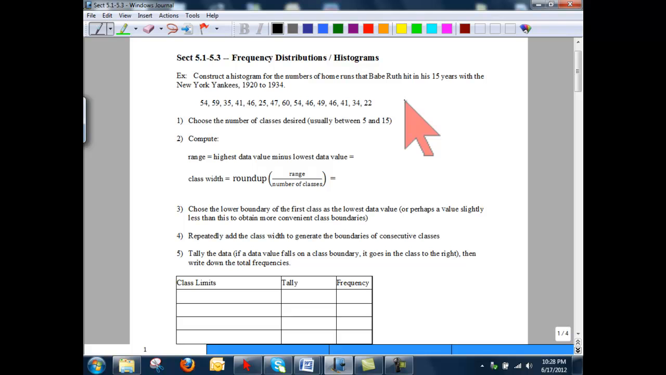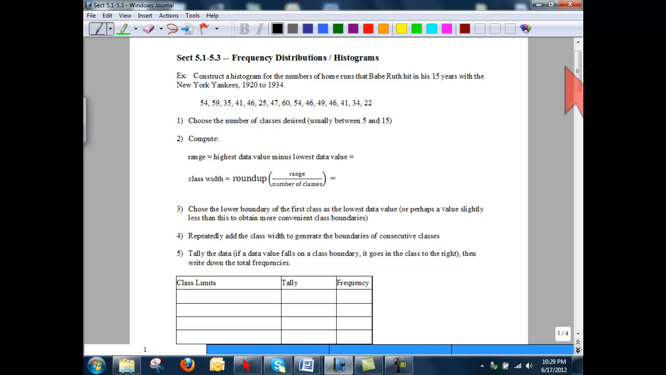Babe Ruth, of course, was one of the most famous baseball players of all time. He started out as a pitcher and then achieved his fame as a batter who hit a lot of home runs, and his single season home run record of 60 stood for a number of decades before it was broken later in the 20th century. Here are Ruth's home run totals per season for the years 1920 to 1934.